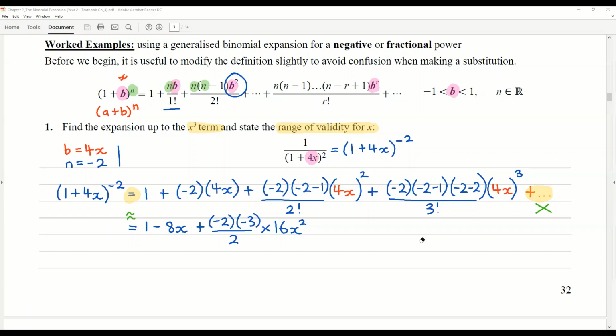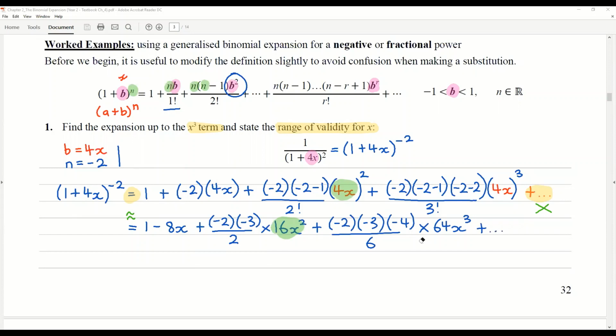All right. Just want to highlight that. Okay, 4x squared becomes 16x squared. 4x all squared becomes 16x squared. Let's continue. Plus -2 multiplied by -3 multiplied by -4, this time over 6. And then I have 4x all cubed. Now 4 cubed is of course 64. So it's going to be 64x cubed plus some more stuff.